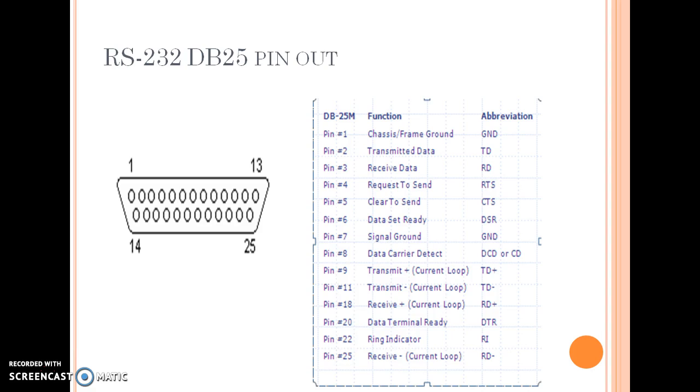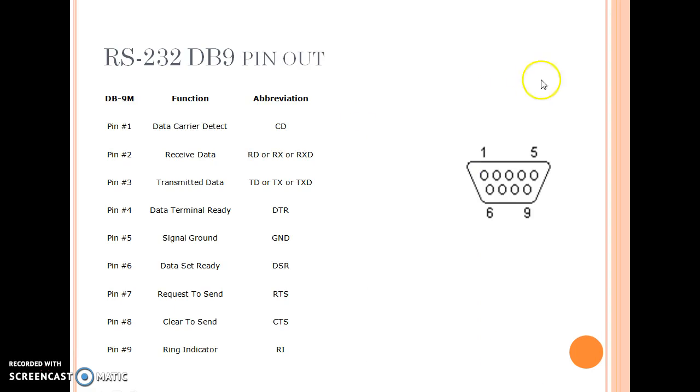The RS-232 specification denotes usage of a 25-pin cable, where each pin has a specific usage. However, most devices do not need to use all of the pins, so cabling requirements for specific devices may vary. And this is the DB9 connector. It has 9 pins, and these are the pin numbers and pin functions.